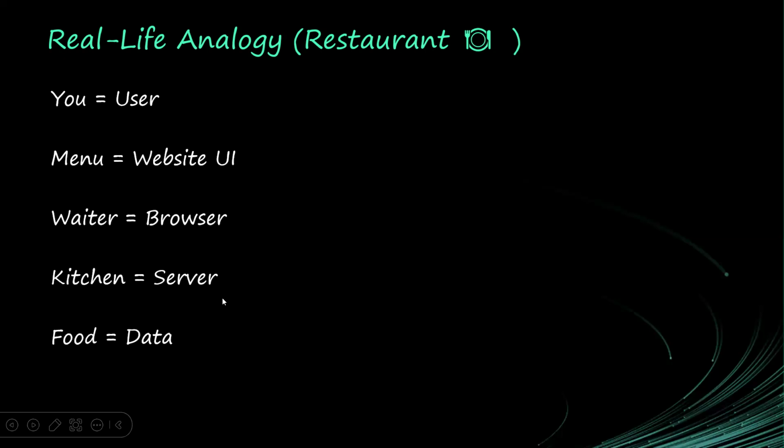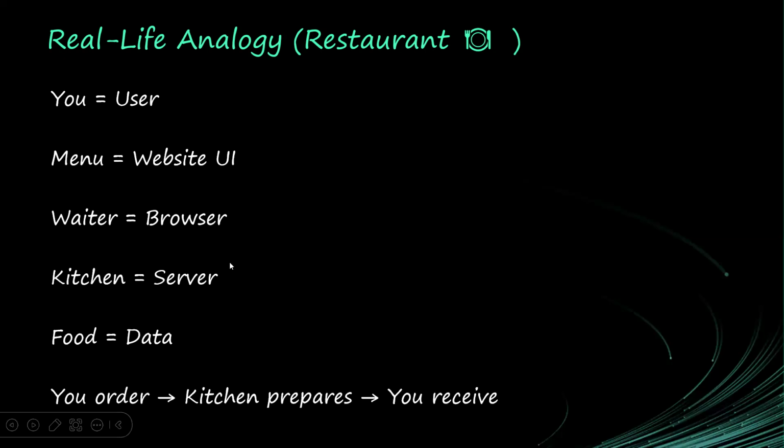Then the kitchen will prepare your food, which is the data. So the server will fetch the data from the database and then serve it to you. You order, the kitchen prepares, you receive. So you make an order, the browser, the waiter, will take it to the kitchen, the server. The server will fetch data from the database, prepare the data for you, and then send it to you. You will now receive it. So this is how websites work.